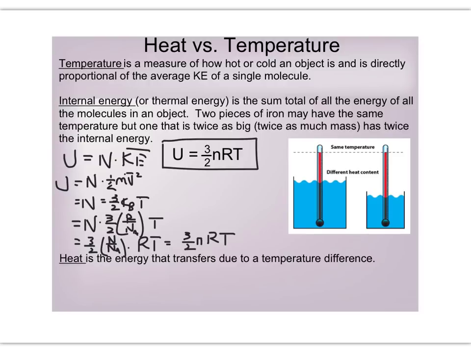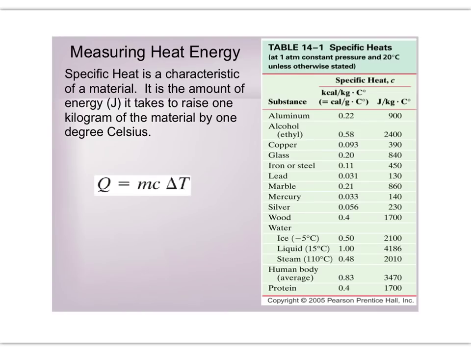Now, heat is simply the energy as it transfers from one object to another due to a temperature difference. If heat is being added to an object simply to raise its temperature, then the amount of heat, Q, can be found by taking the mass of the object times the specific heat of the object times its change in temperature.